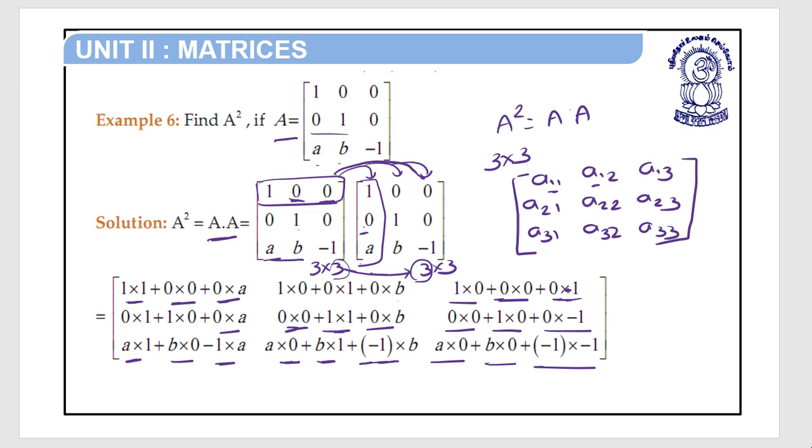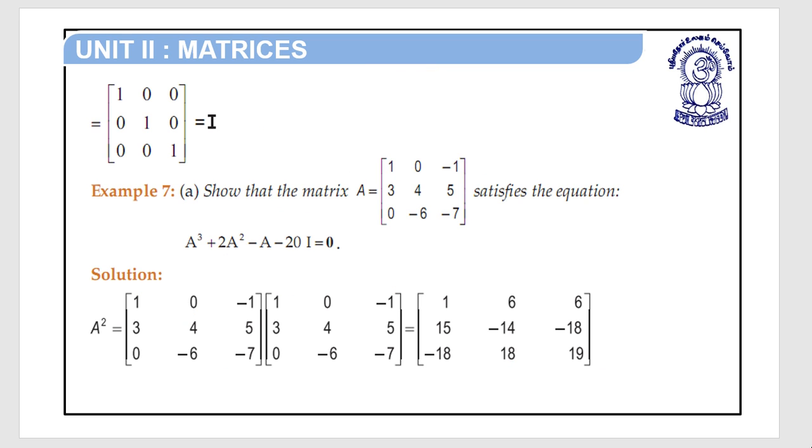So 1 into 1 is 1. 1 into 0 is 0. 0 into 1 is 0. 0 into b is 0. The answer of this matrix is 1 0 0, 0 1 0, 0 0 1. It is an identity matrix. It is denoted by I, because here a11 is equal to 1, also a22 is equal to 1, a33 is equal to 1. So it is called an identity matrix.